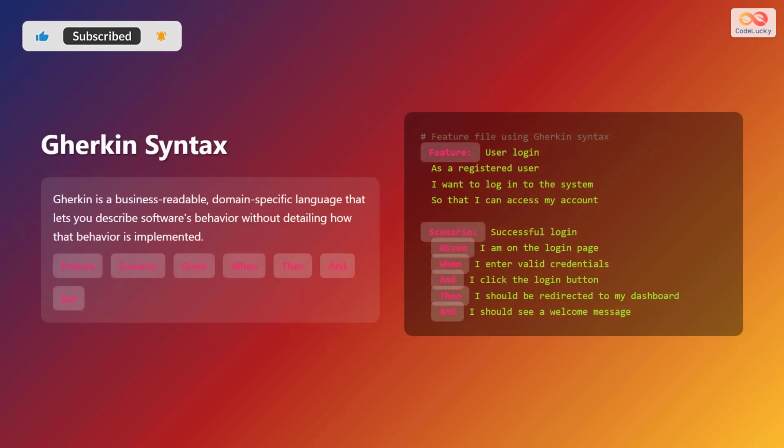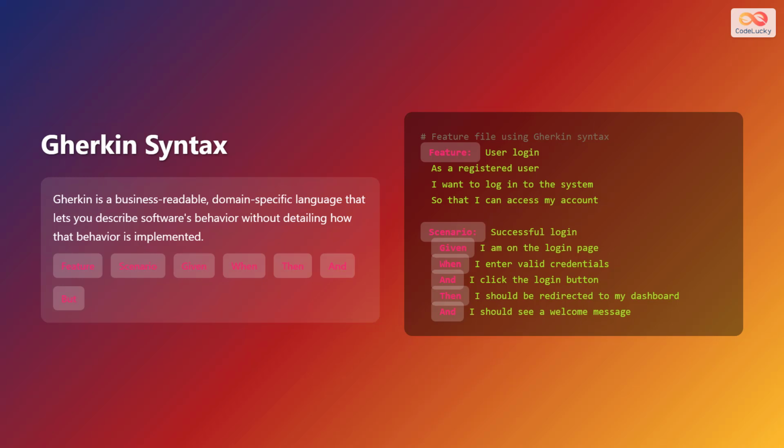Gherkin is a cornerstone of behavior-driven development. It provides a structured and human-readable way to describe the behavior of your software. Gherkin is a business-readable, domain-specific language that lets you describe software's behavior without detailing how that behavior is implemented. Keywords used in Gherkin syntax are feature, scenario, given, when, then, and but.